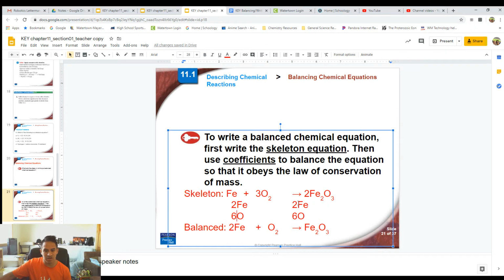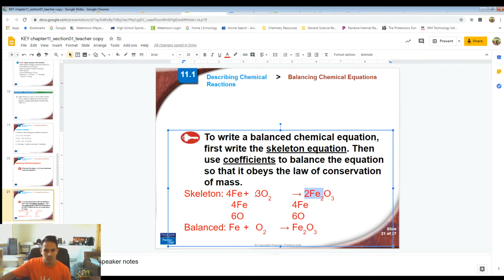Now this changes our number of irons. Here we originally only had 2, but now that we put a 2 there, that gives us 4. On the left-hand side, we had only 2, but now we need to change that to a 4. Okay, so if we do this, we'll see that we have 4 irons here and 4 irons here.